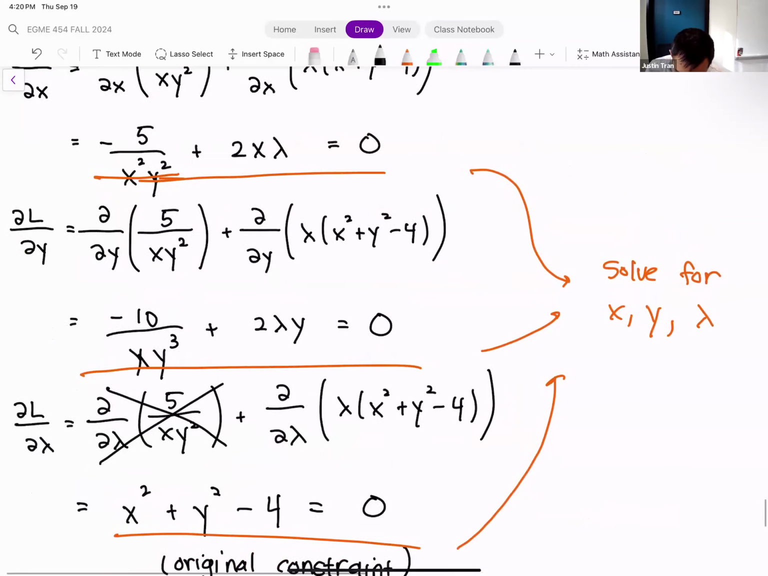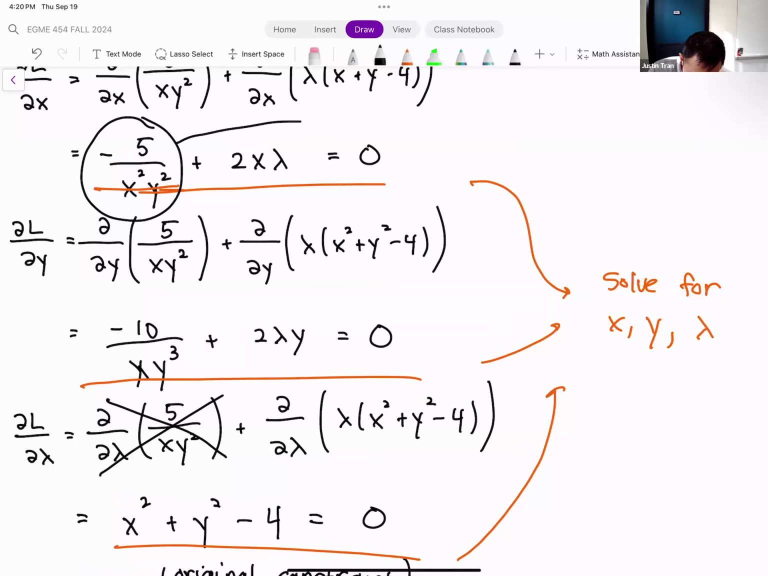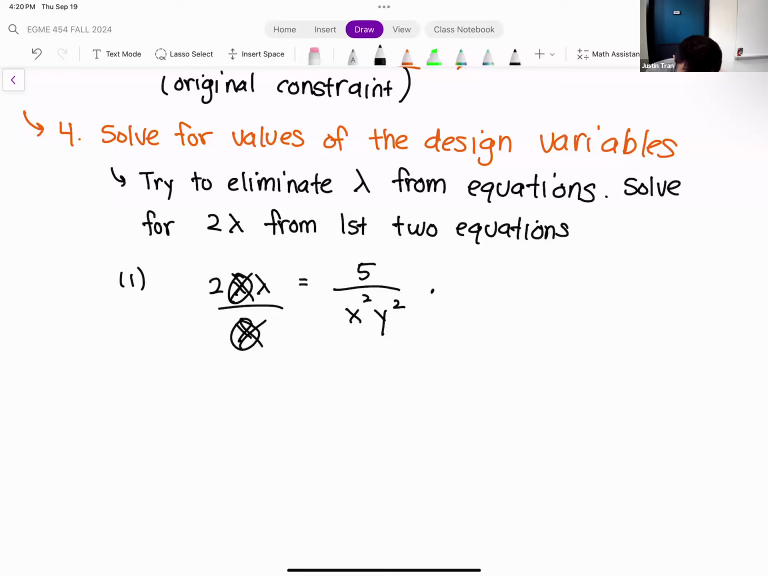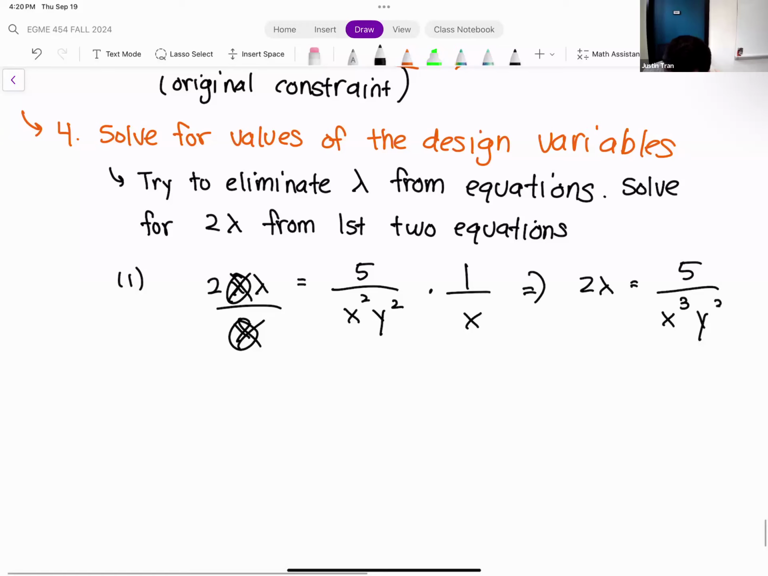Look at the first equation. What I'm going to do is add the 5 over x squared y squared to the other side of the equation. Okay, we have 2x lambda is equal to 5 over x squared y squared. Okay, so this is from equation 1, the derivative of the Lagrange function with respect to x. Let's take this equation and isolate 2 lambda on the other side. So let's divide both sides by x. That's going to get rid of that, and then on this side, we have an additional x in the denominator. And so we get 2 lambda is equal to 5 over x cubed y squared.